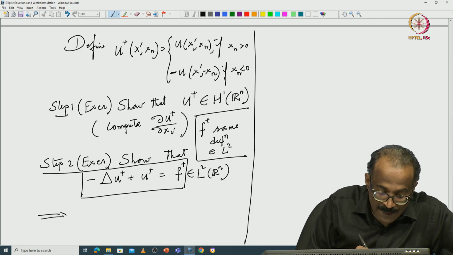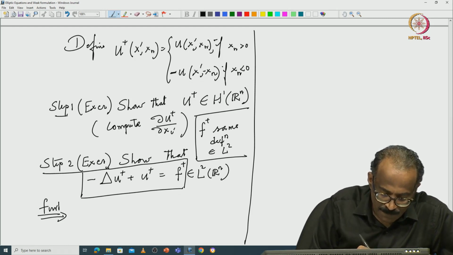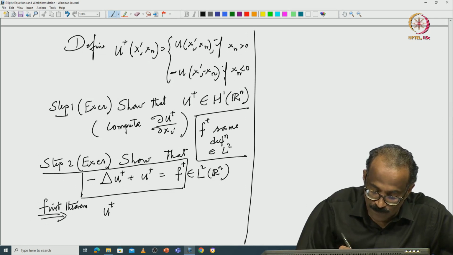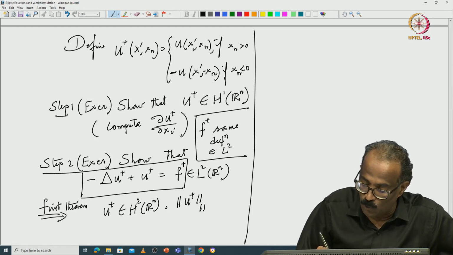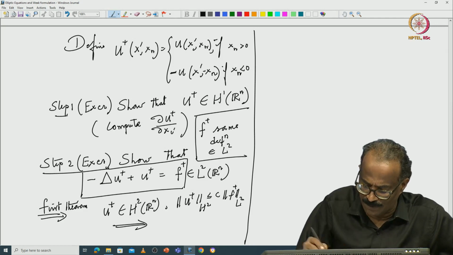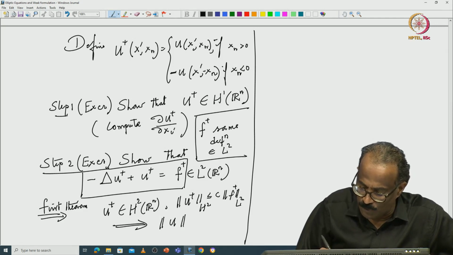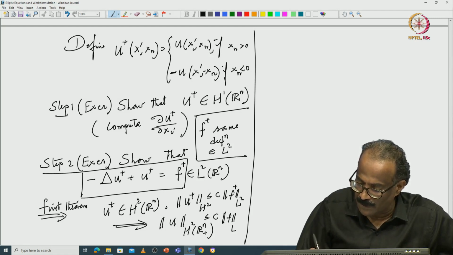Then apply the first theorem, that is all. By the first theorem, you get u plus is in H2 of Rn plus, and which gives the estimate: norm of u plus in H2 of Rn plus is less than or equal to constant into norm of f plus in L2, which will give you, once you compute it, norm u in H2 of Rn plus is less than or equal to constant into norm f in L2 of Rn plus. That's all. These are all in Rn plus.